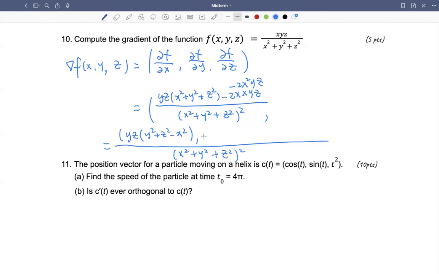Since x, y, z are symmetric in this function, for the second one, you see for the x component, x is missing. For the y component, y should be missing, right? So we get xz times, x squared plus z squared minus y squared. We just have to change the variables. Then in the z direction, z should be missing here. So we get xy times, x squared plus y squared minus z squared. And that's it.